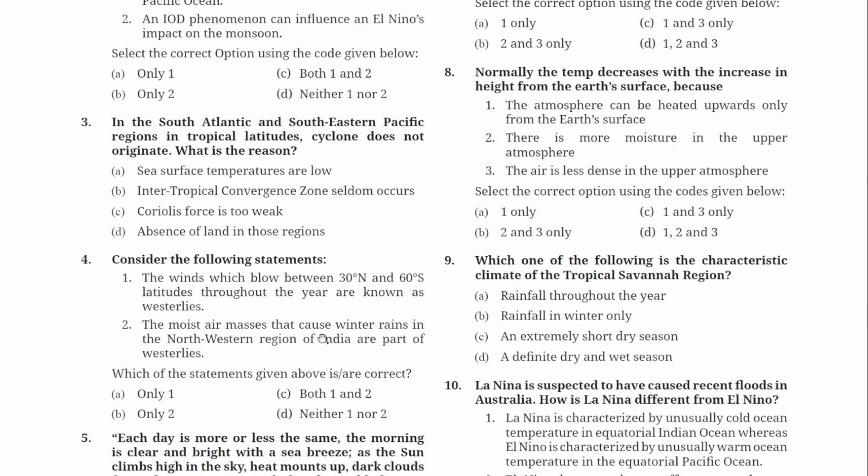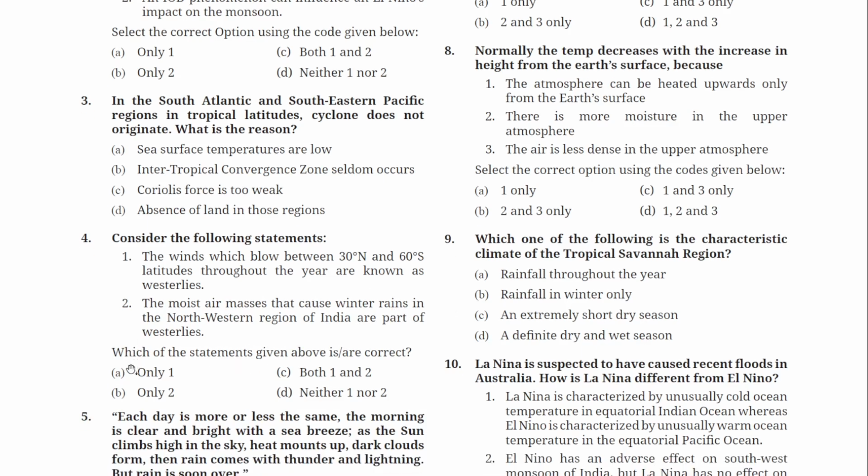The moist air masses that cause winter rains in the northwestern region of India are part of the westerlies. Yes, it is also true during the winter and sometimes during the summer also. This is due to the westerlies or western disturbances. Westerlies are prevailing winds from the west toward the east in the middle latitudes between 30 and 60° latitudes. They blow between 30° north and 60° north and 60° south and 30° south, not 30° north and 60° south. Western disturbance is a non-monsoonal precipitation pattern driven by the westerly. So, answer for this one is both 1 and 2.